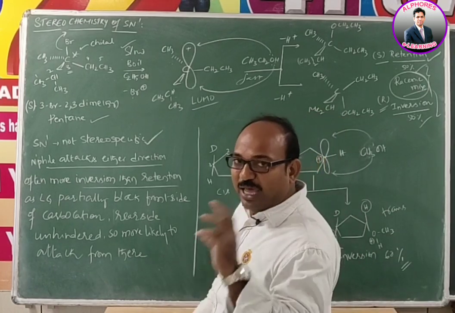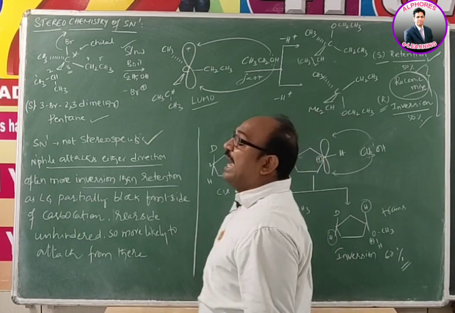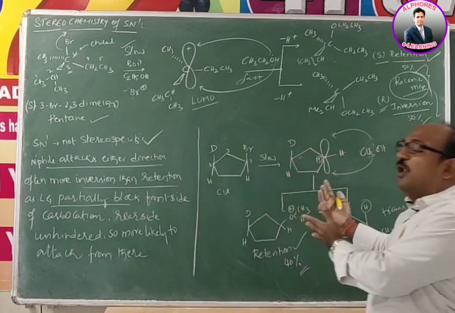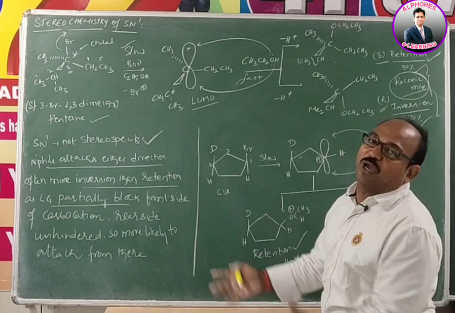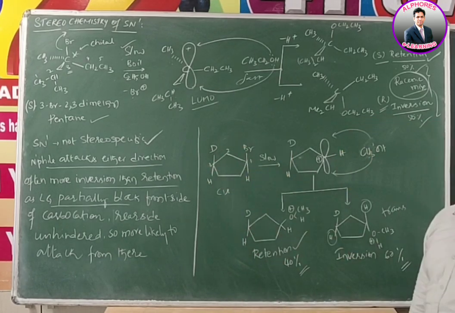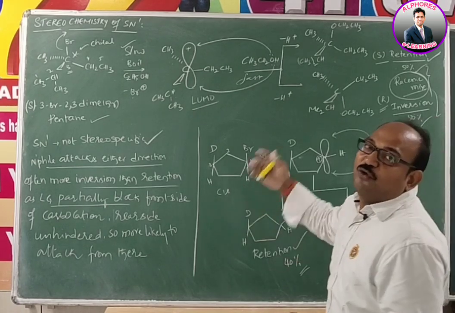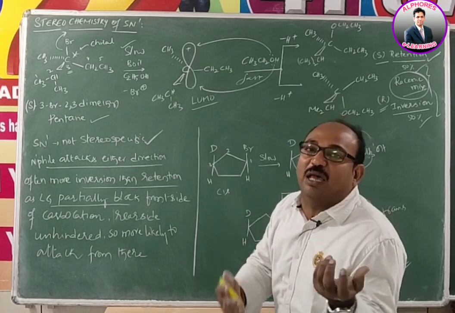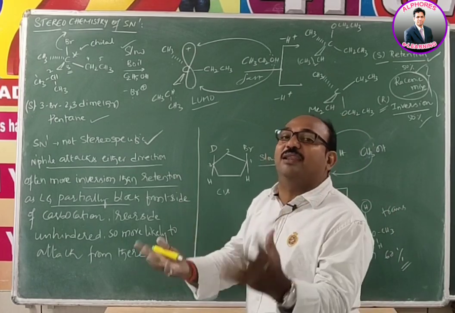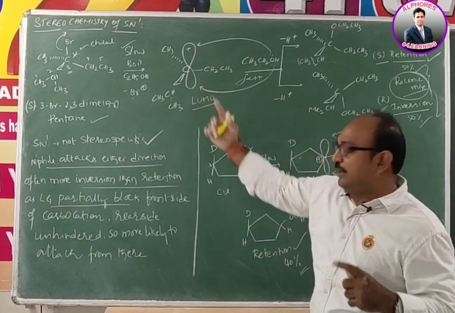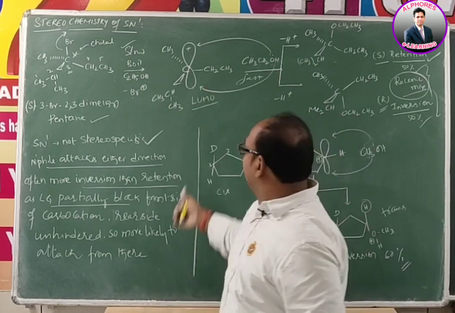Why? We explain it this way: as the leaving group partially blocks the front side of the carbocation, the rear side is extremely free, meaning unhindered. So when the nucleophile approaches, the front side leaving group acts as an obstacle, meaning it causes hindrance. That's why the attacking group goes to the rear side. I'll explain that here in a different manner.